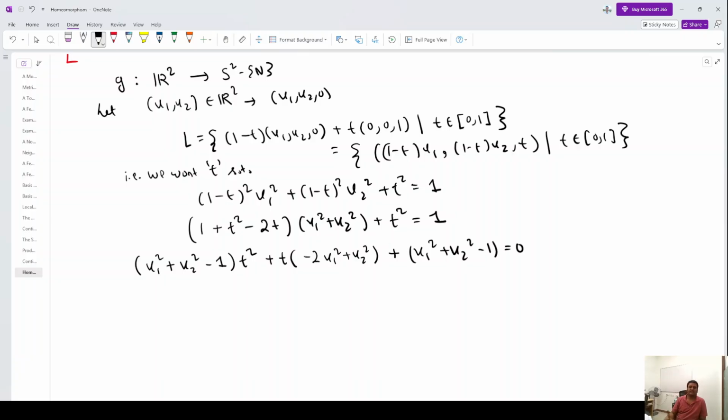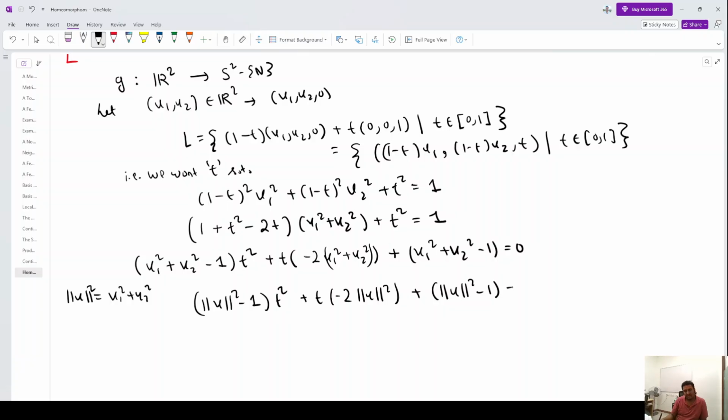I hope I am not making any mistake. Let us denote norm x square as x1 square plus x2 square. We'll just write it for simplicity. Norm x square minus 1 times t square, plus t, minus 2 norm x square, plus norm x square minus 1, equal to 0. Right? Any questions? I hope this is fine.